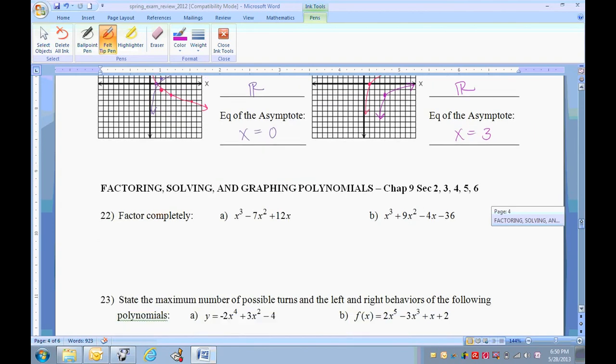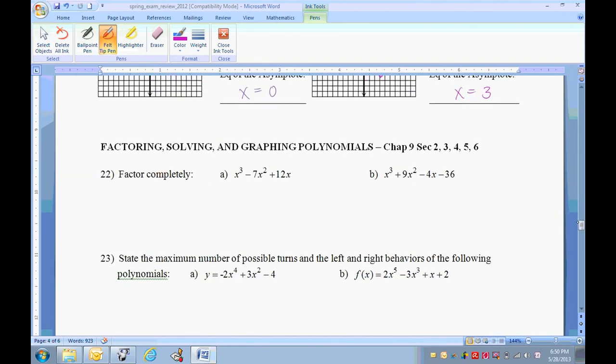All right, let's move on to problem 22. It asks us to factor completely. Well, the first thing I always check for when I'm factoring is a GCF. I notice all these terms have an x, so I'm going to pull out an x as my GCF. And I'm left with x squared minus 7x plus 12 on the inside.